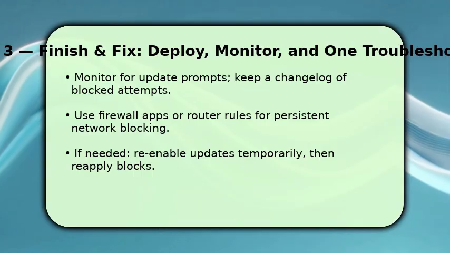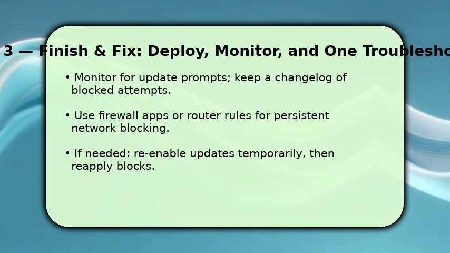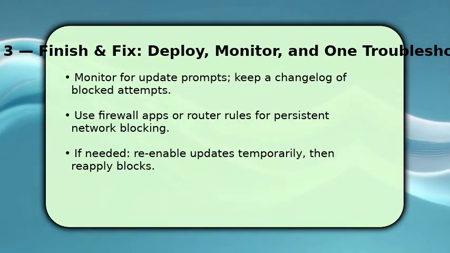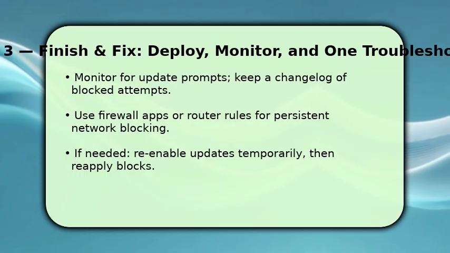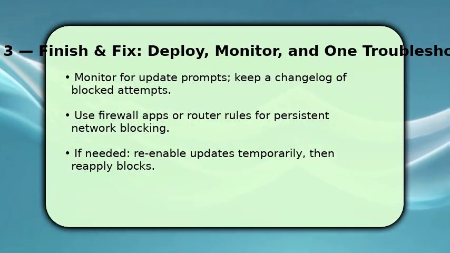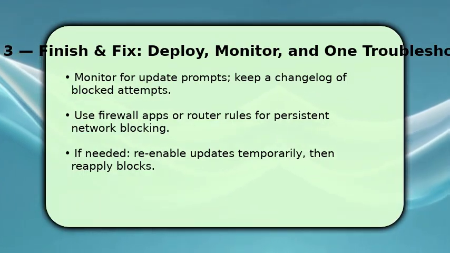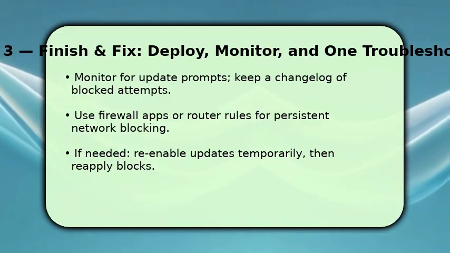Make sure scheduled tasks and services remain disabled after reboots and test on Wi-Fi and cellular. If an update slips through, re-enable updates to let that patch install. Then reapply the blocks. This single troubleshooting step usually resolves conflicts without issues.